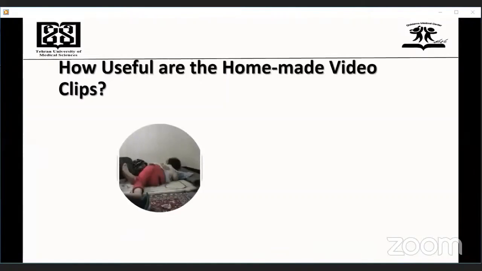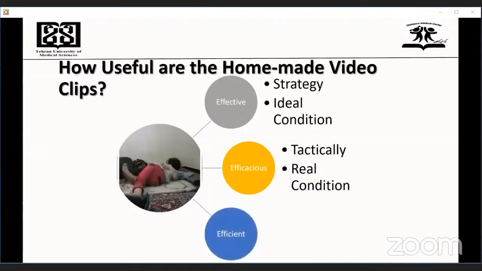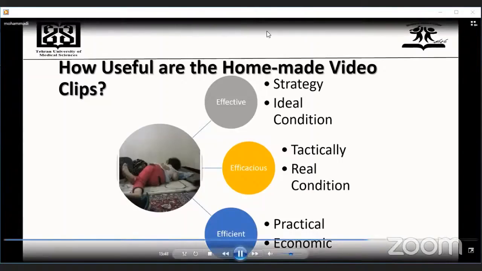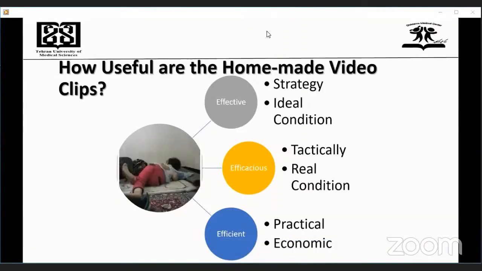Let's see how useful the homemade video clips are. It is quite effective, it is quite efficacious, and it's also quite efficient. Effectiveness means that you can use this strategy for every child who has some type of paroxysmal events in ideal conditions. It is efficacious because you can practically use it in children who suffer from some paroxysmal event at wakefulness or sleep in real conditions. And it's quite efficient because it is very available, very practical, and very economical in comparison to sophisticated diagnostic studies.